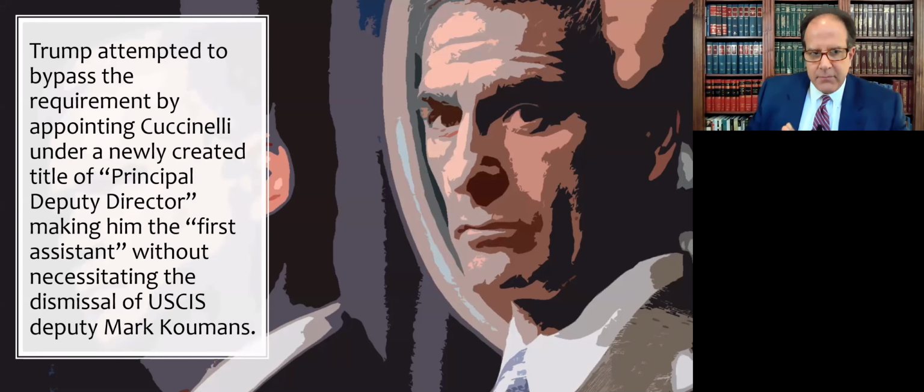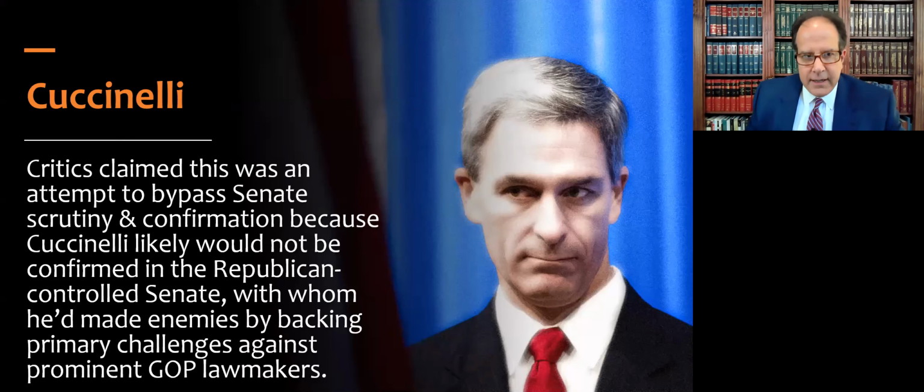But this somehow didn't really necessitate the dismissal of the Immigration Service's Mark Kuman. So there was someone else who was really the number 2 person at the agency that you would have expected to take over. They didn't really want to fire him, but they didn't want him to take over the agency. So they did this maneuver to put Ken Cuccinelli in the position.